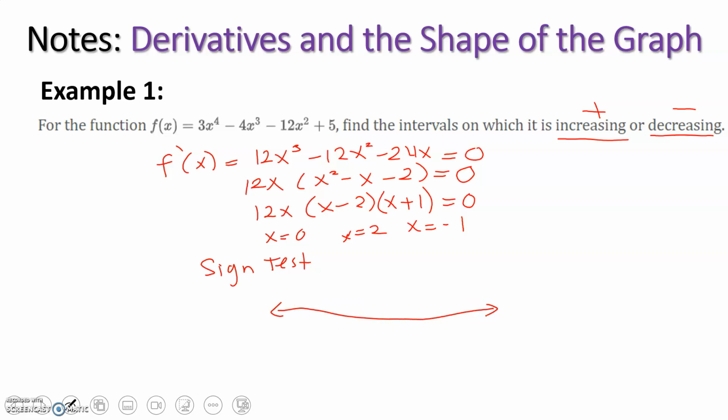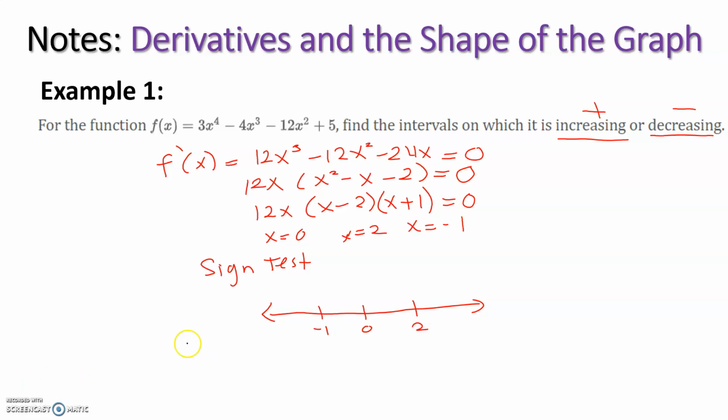We are going to mark on our sign test our rest points, or the places where the derivative is 0, our horizontal tangents. So we have negative 1, 0, and 2. And what we're going to do is pick values that sit in these intervals and plug them back into our derivative and determine whether it is positive or negative. Let's start with a number to the left of negative 1. How about negative 2?